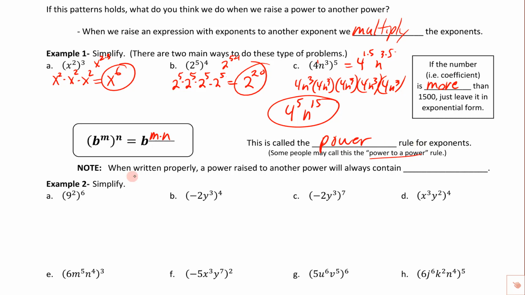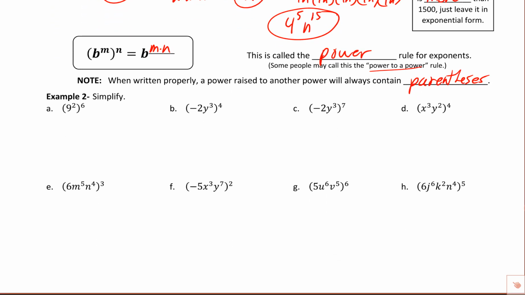Now, keep in mind, when written properly, a power raised to a power will always contain parentheses. You're going to see a whole bunch of parentheses on today's assignment because there may be more than one factor in that base, and we want to make sure, I mean, this would just look weird if we did 9 to the 2nd to the 6th. That just looks strange. So we make that look right by putting the 9 squared in parentheses. We've got to have parentheses.